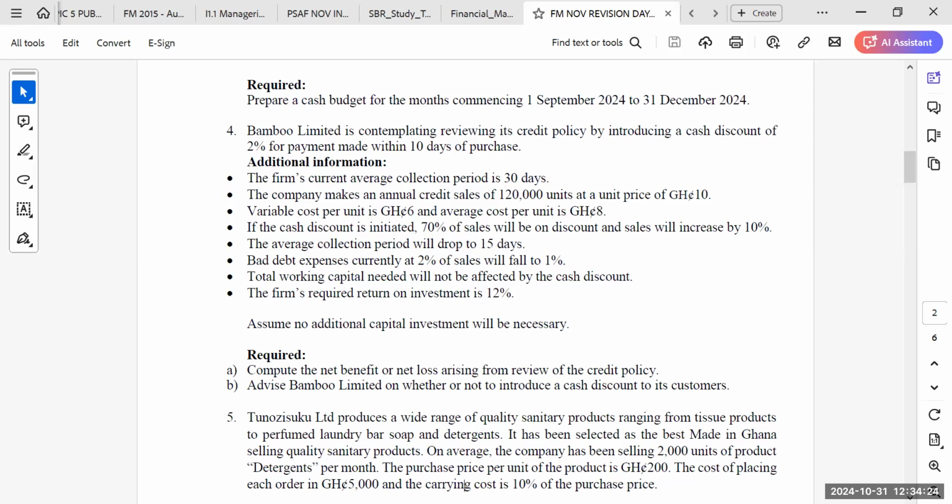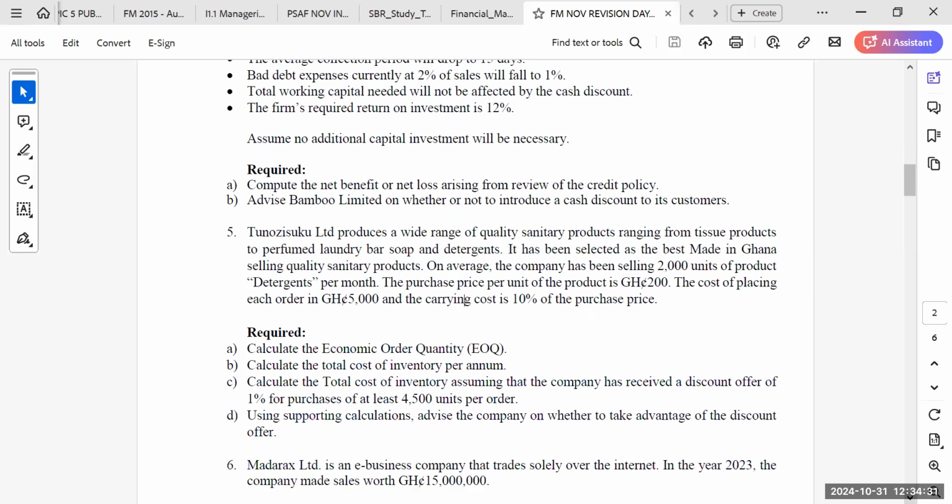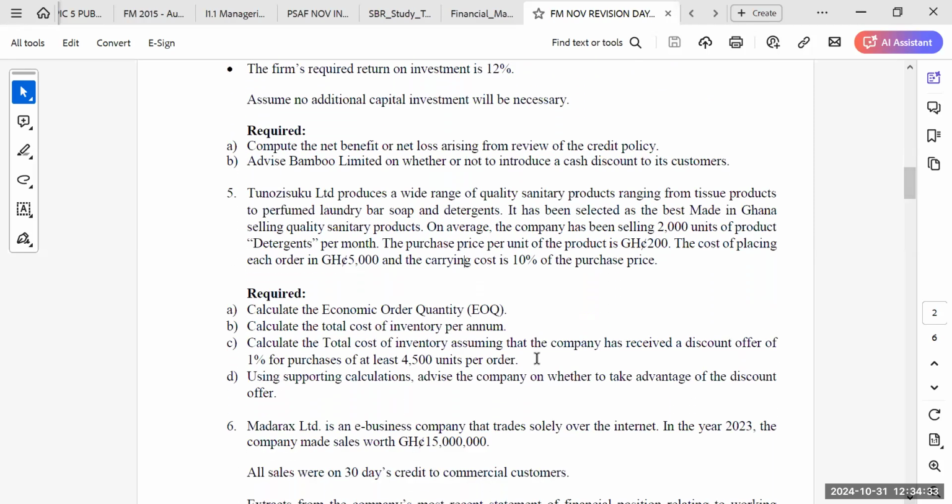Yes. Okay, let's look at number 5, which is about the cost of inventory. Whenever there is a discount, when they are giving you a discount, how do we go about it? Number 5.